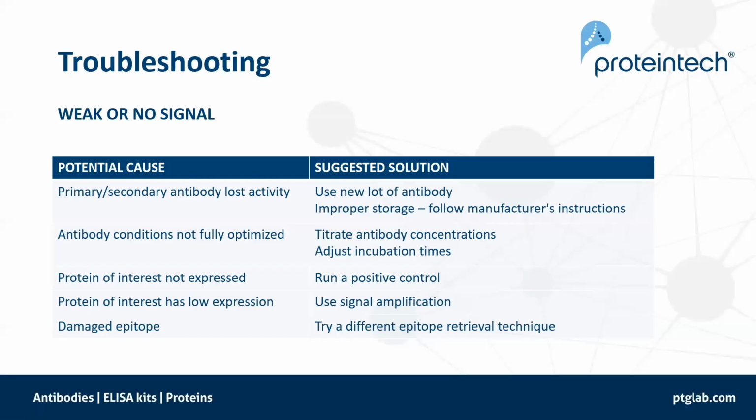Or it might be your protein of interest has low expression, so try signal amplification. Try using a polymer HRP or an LSAB, one of those streptavidin methods, because that is really good at amplifying your signal and has high sensitivity. Or if you think your epitope might have been damaged, try a different epitope retrieval technique or try a different fixative. So for example, try ethanol instead.